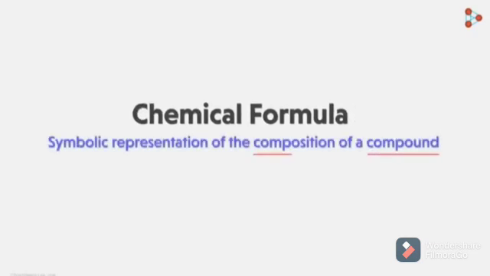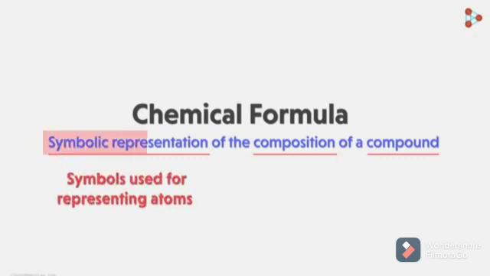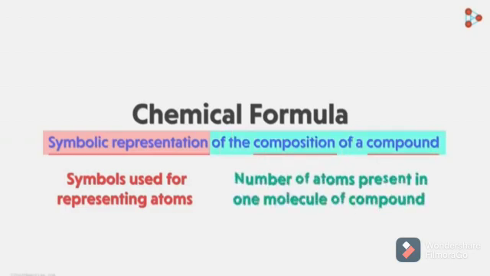But first of all, we should know what a chemical formula is. Chemical formula means the symbolic representation of the composition of a compound. In a chemical formula, we are able to know about the number of atoms present in a molecule which is constituting that particular compound. So that is the importance of chemical formula.